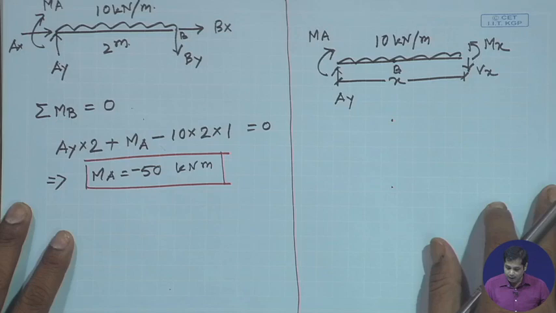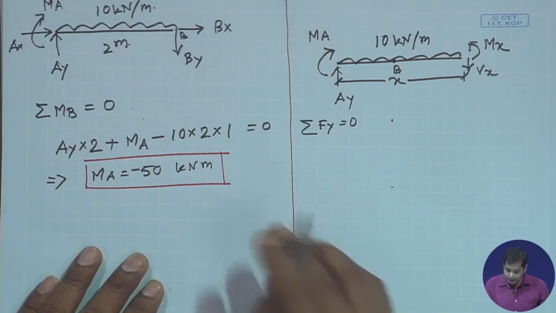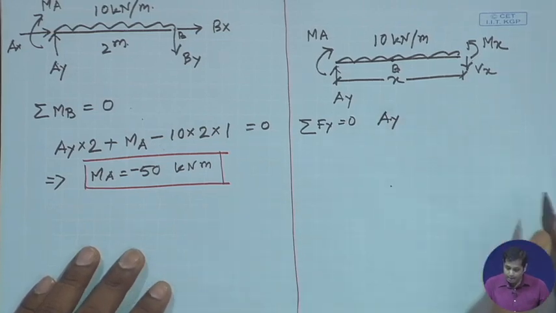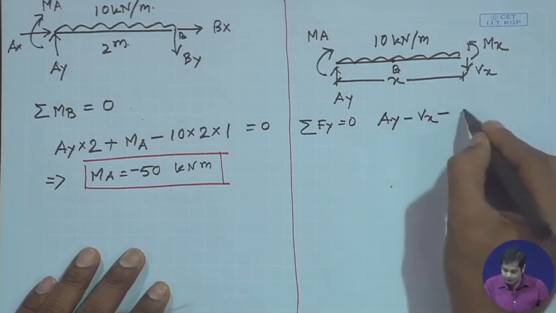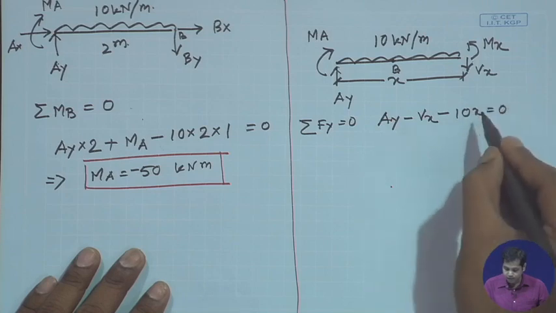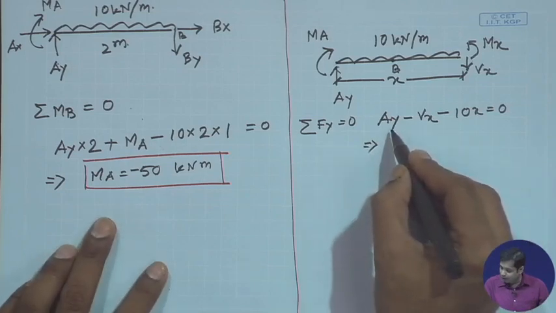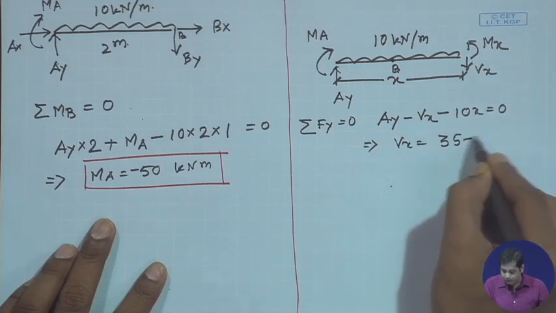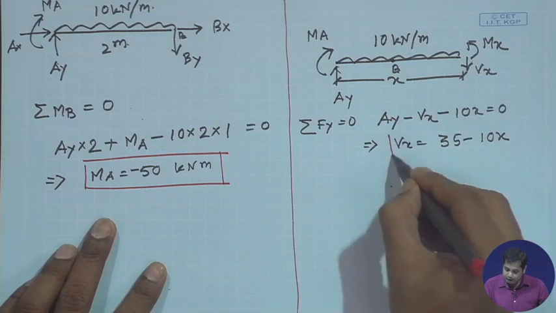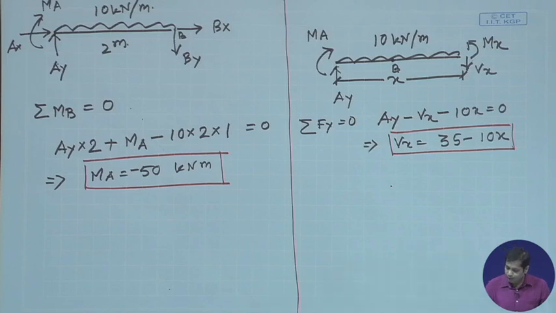Now take summation of Fy equal to 0, which gives me Ay, which is positive, then minus Vx, then minus 10x is equal to 0. 10 is the intensity of the uniformly distributed load. Ay is already obtained as 35 kilonewton. So from there Vx becomes 35 minus 10x. This is how Vx, the shear force, varies from point A to C. Now let's see the bending moment.